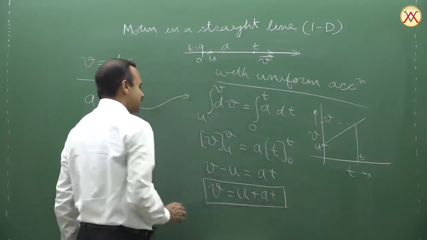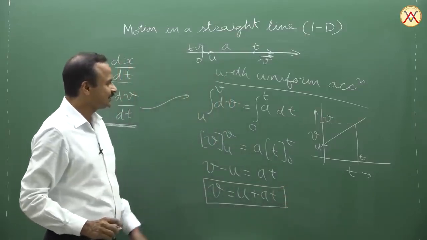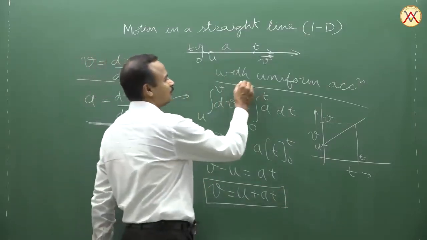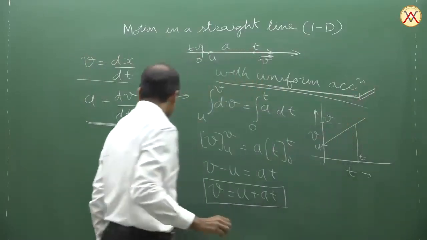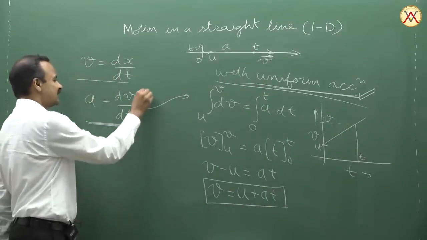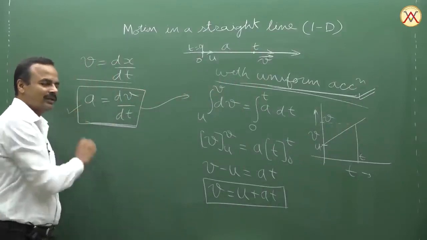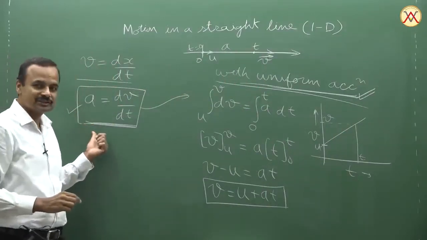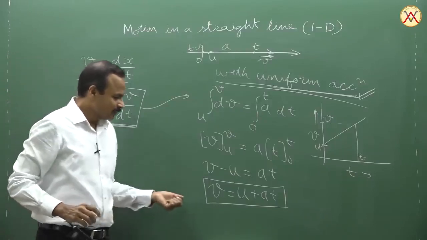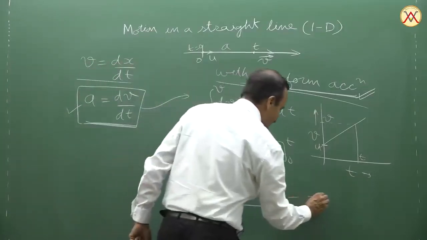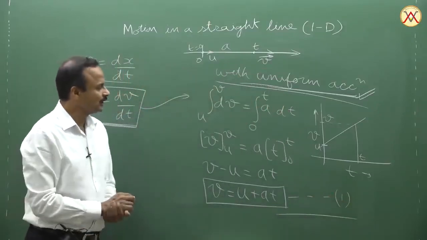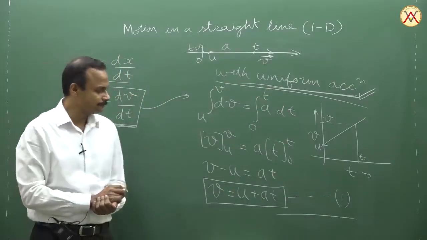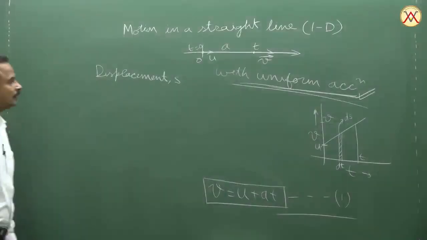Remember, this equation is valid only if the particle is moving with uniform acceleration, whereas this result will be valid even if the acceleration is changing. So this is our first equation of motion. You must be familiar with this. v is equal to u plus at.